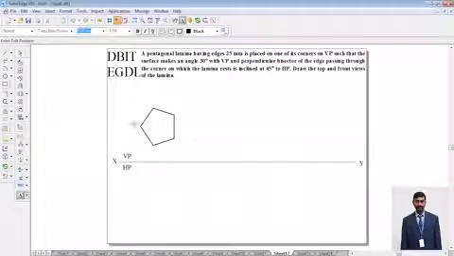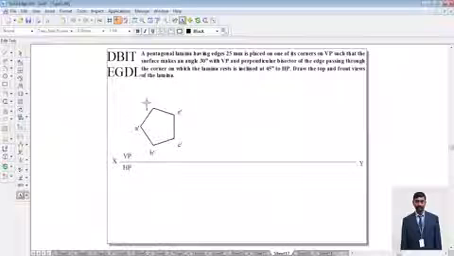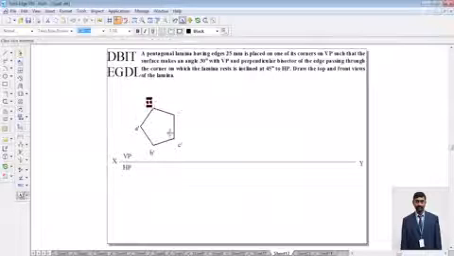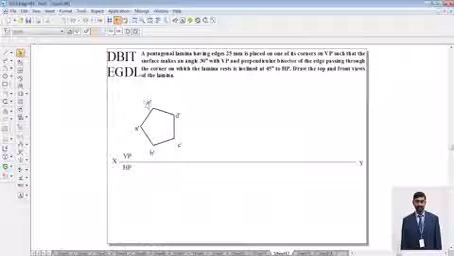So now I'm going to name this A dash, B dash, C dash, E dash, and D dash and E dash.